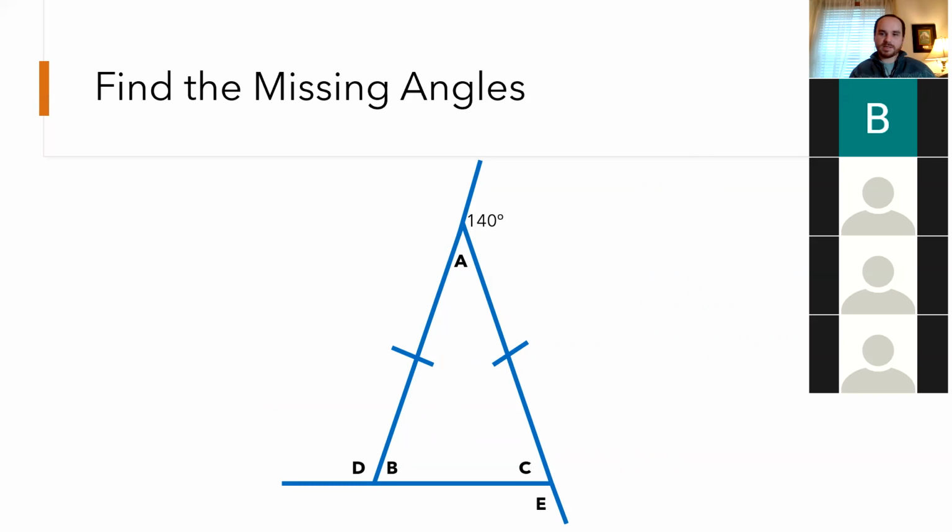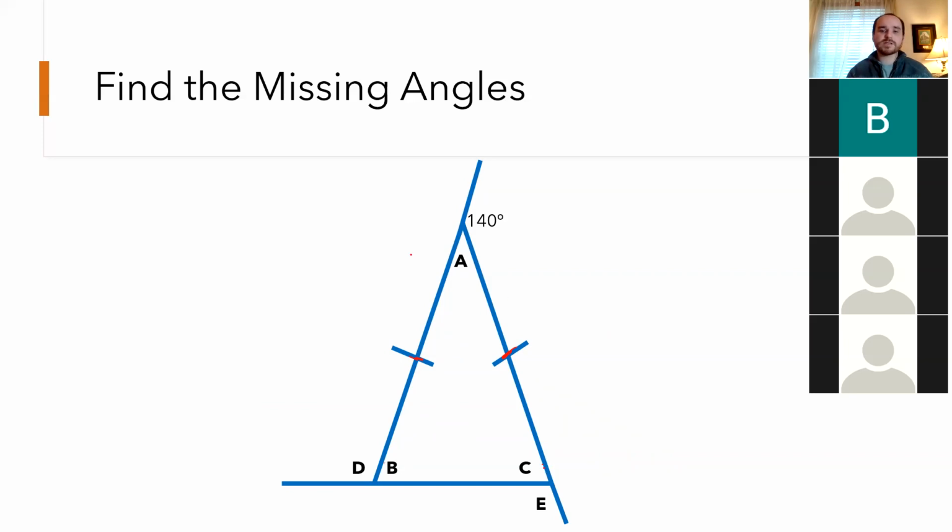It is probably an acute triangle. It's not scalene, but it is isosceles. So we have two congruent sides. Remember, these tick marks mean that these side lengths are the same. Since we have these two congruent sides, this is an isosceles triangle, which means that the measure of angle B is going to be the same as the measure of angle C.